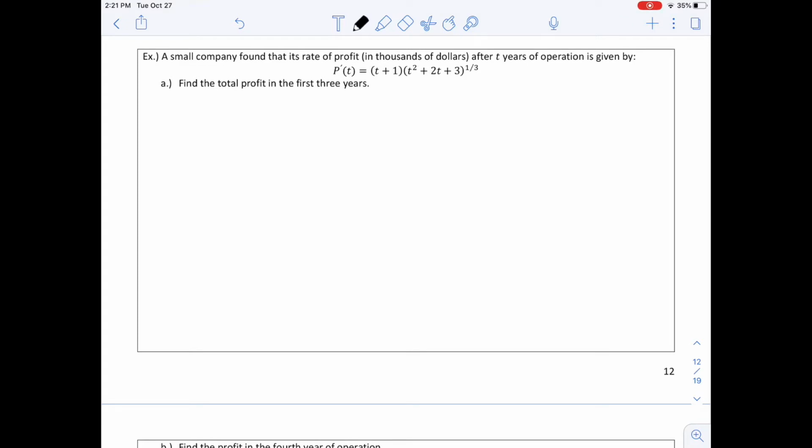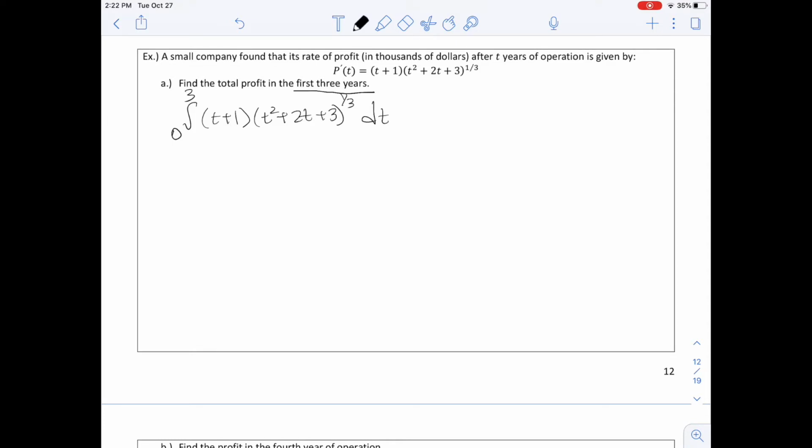So in order to do that, I need to integrate my profit function. And so I'm going to integrate this. Our profit function is t plus 1 times t squared plus 2t plus 3 raised to the 1/3 power. And my limits of integration, put your dt there, are going to be for the first 3 years. So that would be going from 0 to 3.